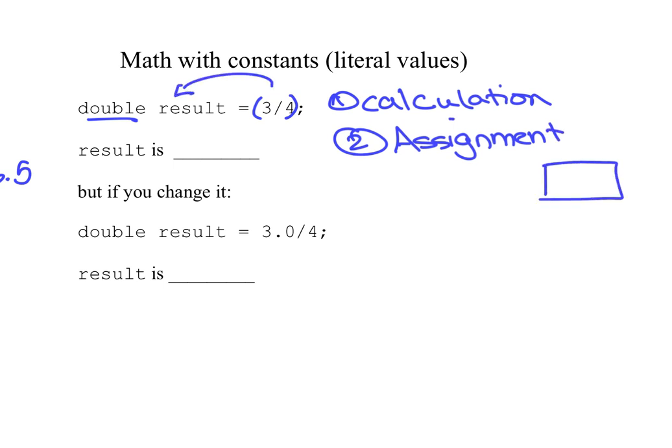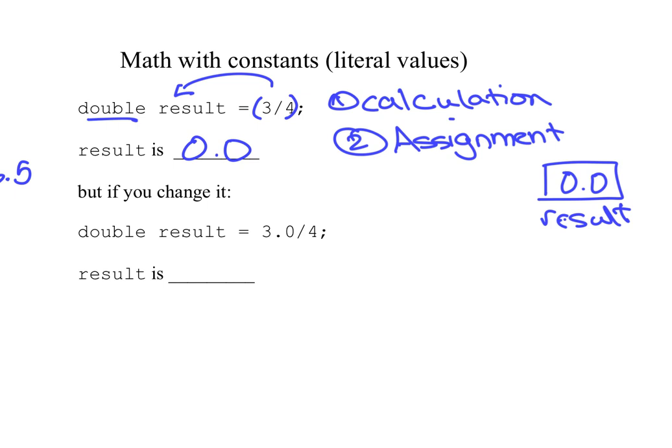So this is what's happening. It figures out 3 divided by 4, it does the math. It doesn't really care what result is. So 3 divided by 4 is 0. And then when it sees that result is a double, it's like, oh, okay, there we go. So it makes it a double. But it does not remember that it did 3 divided by 4 and that it should be 0.75.